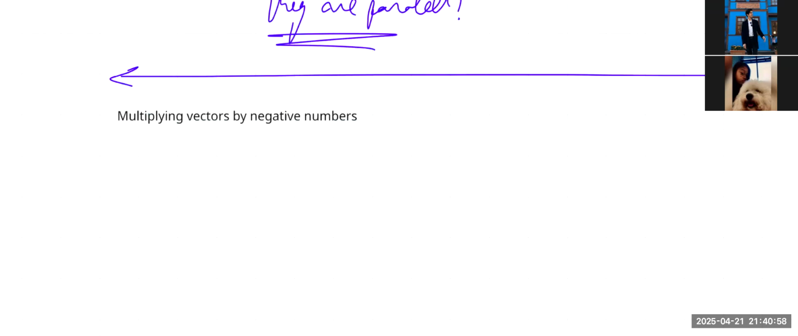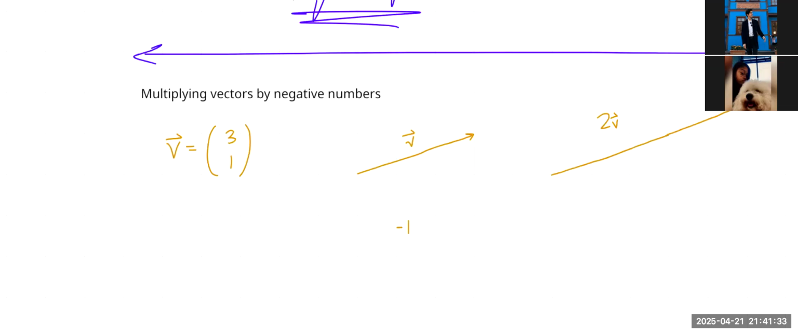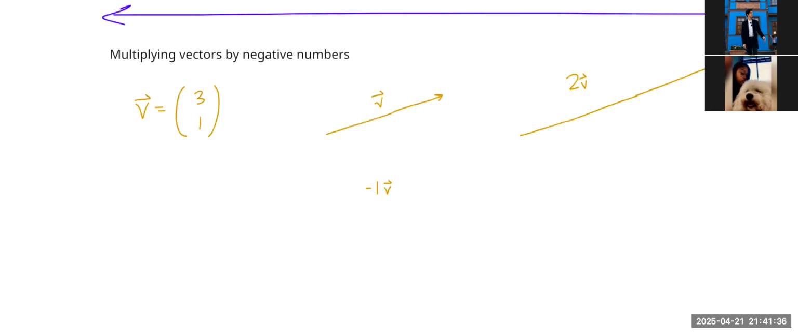So we know that if you multiply v, which is, say, (3, 1), which looks like this vector, this is v. If you multiply this by 2, you will basically just make it twice as long. That's 2v. What happens if you multiply it by -1, for example? What do you think? So this is what the original vector looked like. What do you think will happen if you multiply by a negative number?